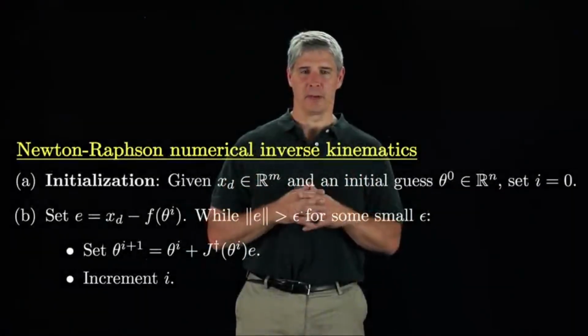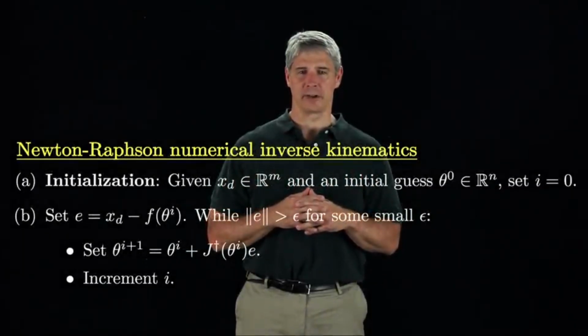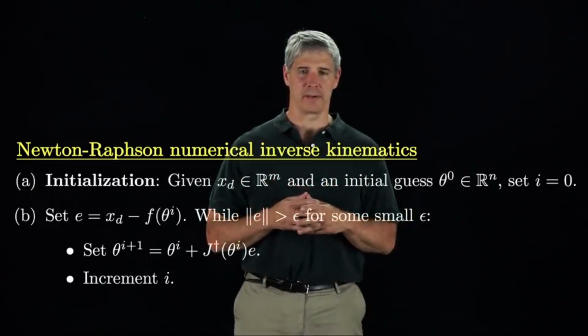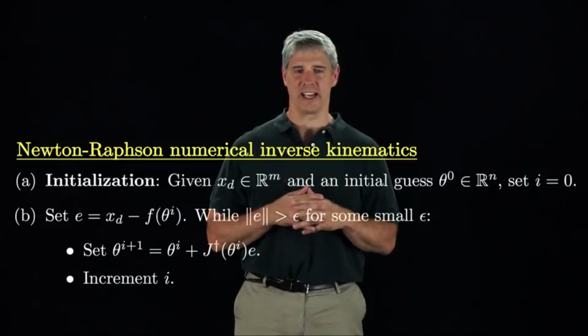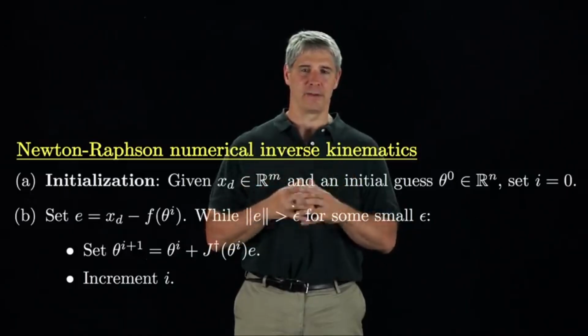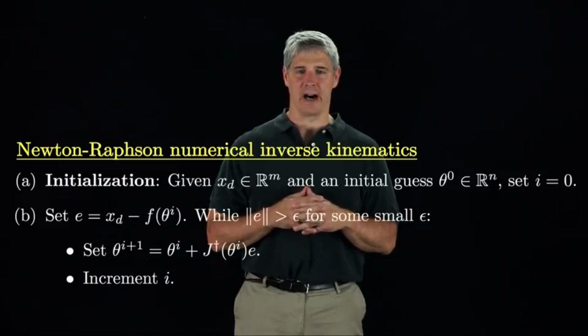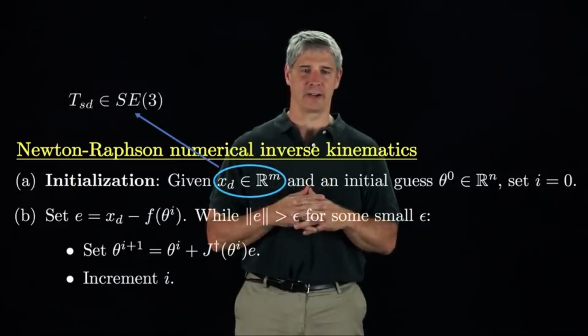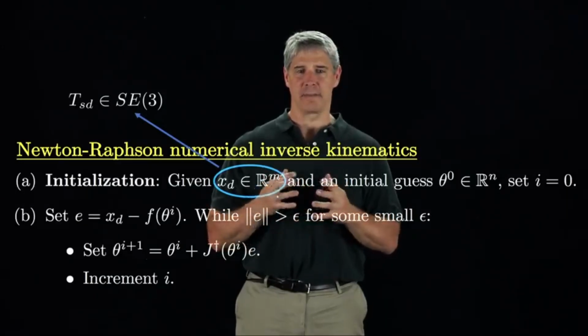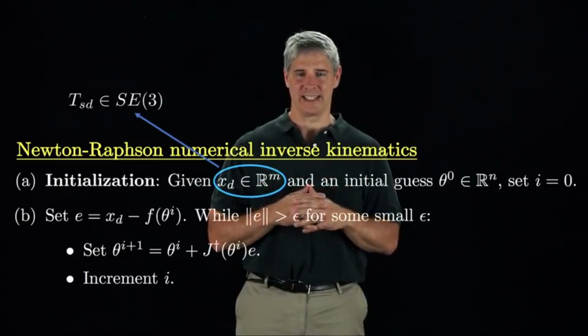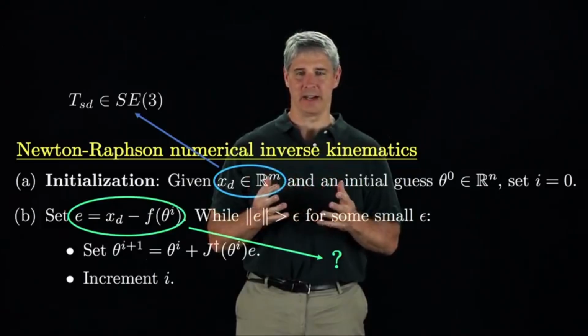In the previous video, we derived the Newton-Raphson numerical algorithm for inverse kinematics when the end-effector configuration is represented by a minimum set of coordinates xd. In this final video of Chapter 6, we modify the algorithm so that the desired end-effector configuration is described by the transformation matrix TSD. We also need to replace the error vector E by something else.